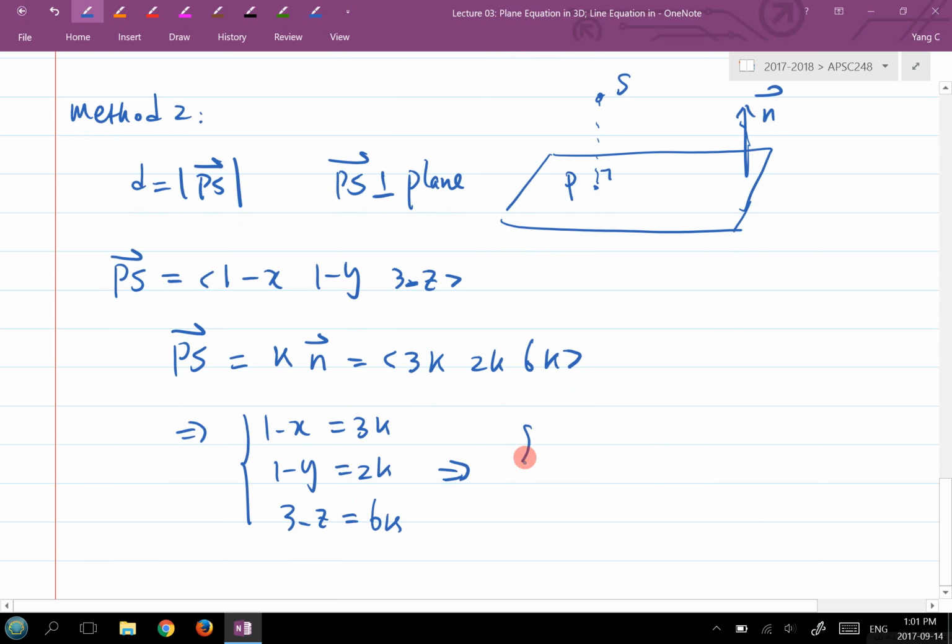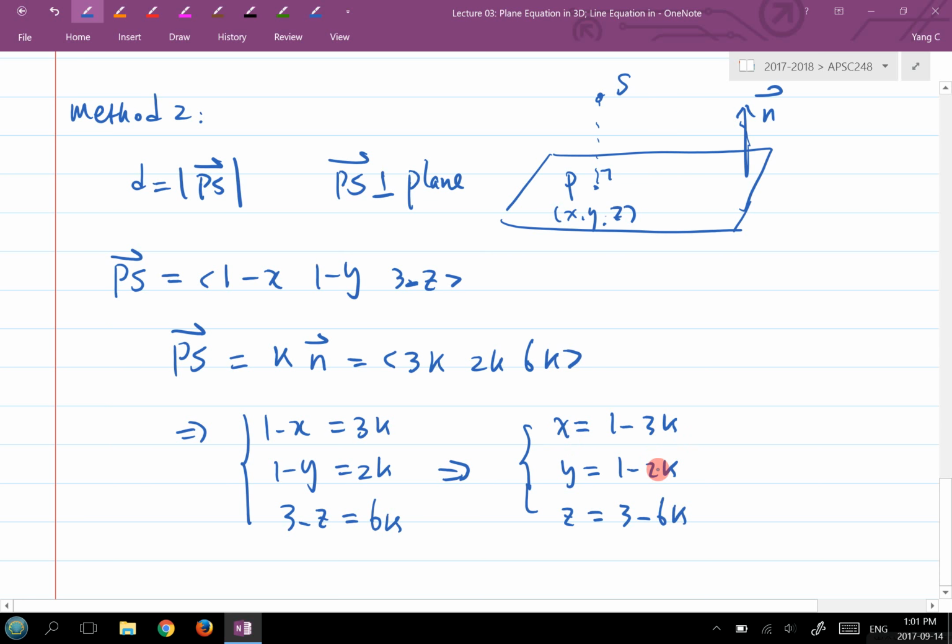And then we can solve for x, y, z. So x equals 1 minus 3K, y equals 1 minus 2K, and z equals 3 minus 6K. Does that make sense? Now please remember, this x, y, z here is literally the coordinates for the point P. So point P has a relationship between x, y, z and K like this.